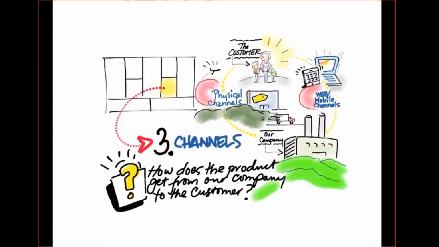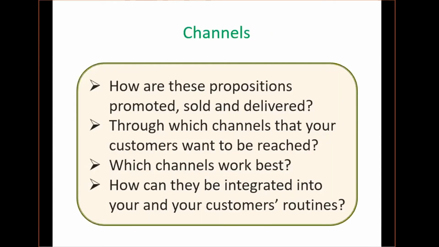So what sort of channels are you looking at, or you want to have? For example, if you want to market your product to overseas customers, maybe you want to have an agent somewhere, in every country that you want to go for. So these are the channels. So some other questions: how are these propositions promoted, sold, and delivered? Yeah. So these are the things that you need to understand. So we have the product, and how do we sell this product and deliver to the customers through which channels that your customer want to be reached.